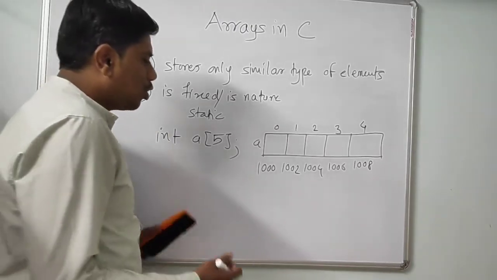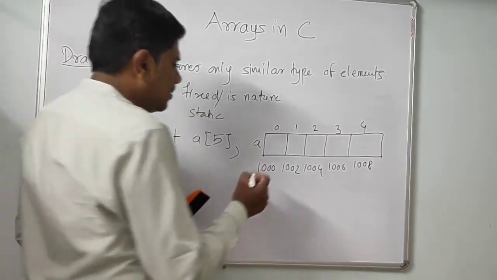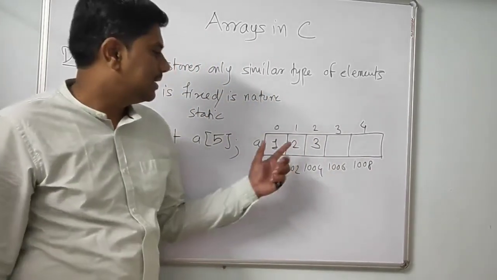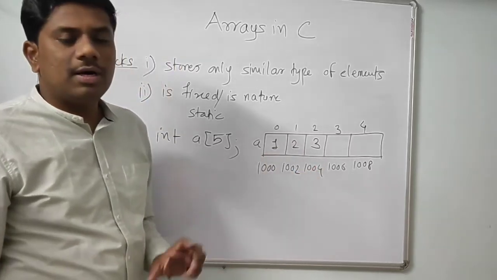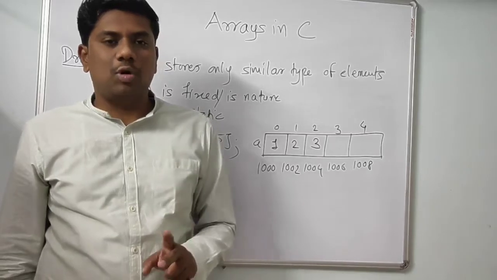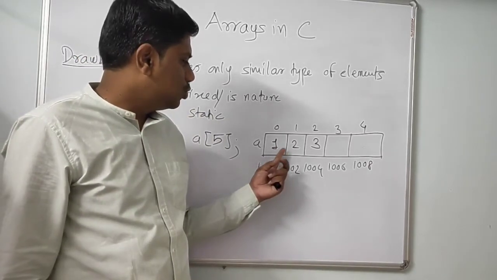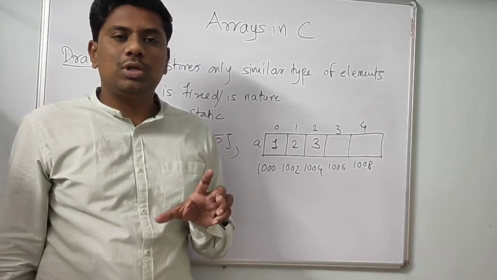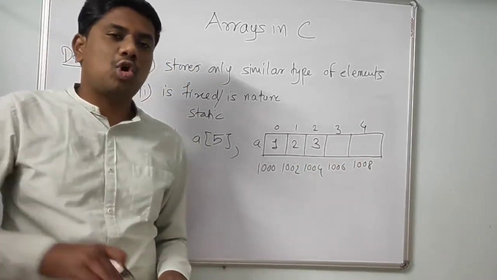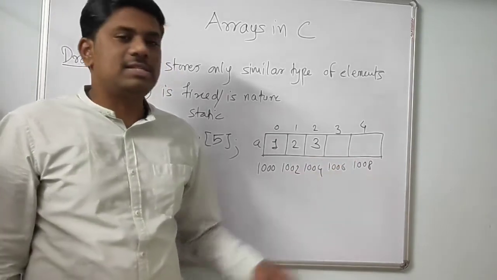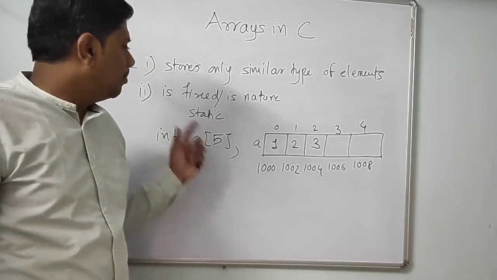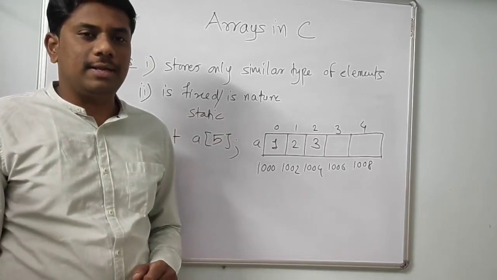And one more drawback is there because of this static nature. Consider in this example, you have 5 blocks in your array, but you are only utilizing 3 blocks. So you are utilizing 2 bytes, 2 bytes, 2 bytes, total 6 bytes. So the remaining 4 bytes you can't utilize for other purposes. They will be wasted. So that memory will be wasted. So this is also one of the drawbacks because of the static nature of array.